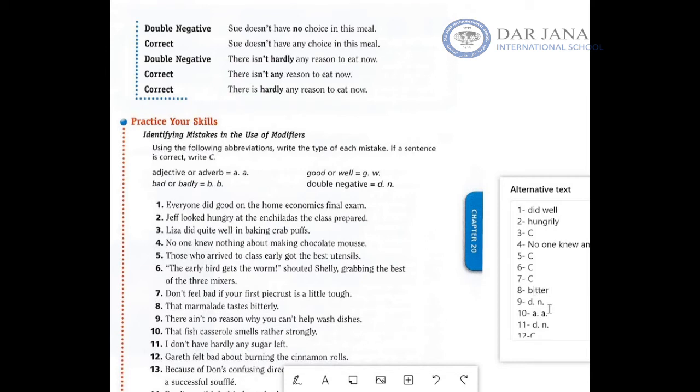Sentence 9, the problem is in the use of double negatives. There is no reason why you can't help wash dishes. We can say there is no reason. The next one, number 10, the problem is in the use of adjective or adverb. That fish casserole smells rather strongly. Strongly is incorrect. It should be strong.